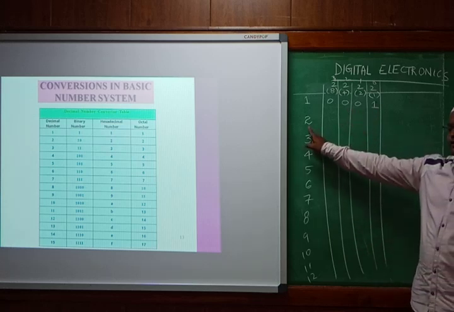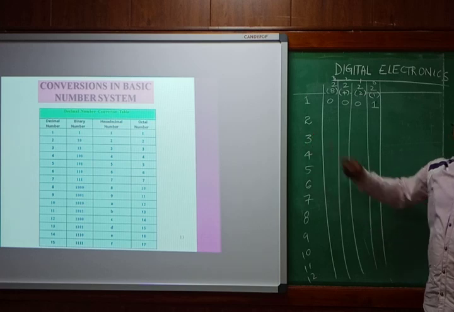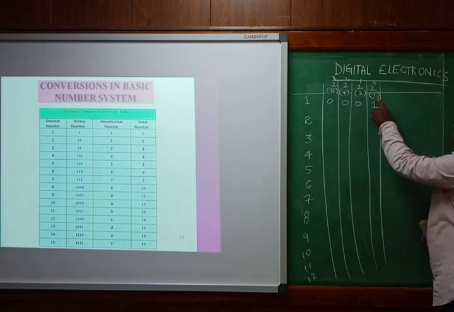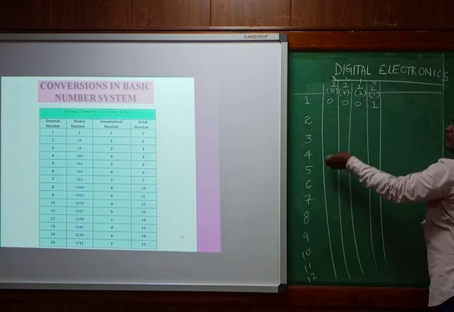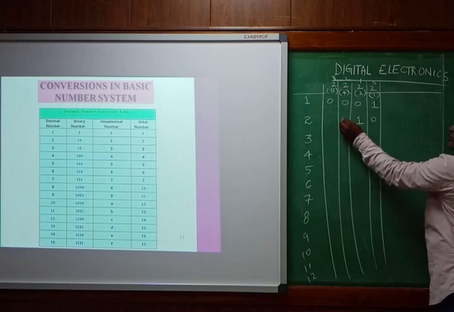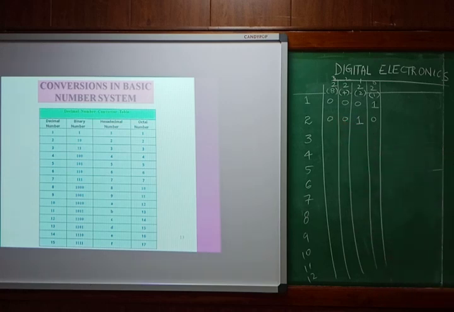Like that, if you want to get 2, how do I mention 2? I need to get only this 2 number. I don't want 4, 8 and 1, because I want only 2. So I can write 2 as, this is my 1. I don't want this one, it will be 0, remaining all will be 0.